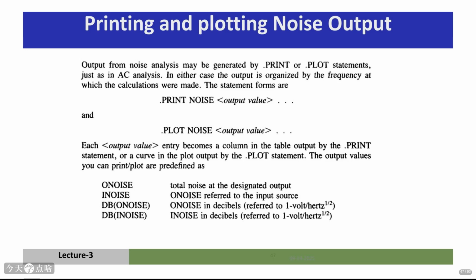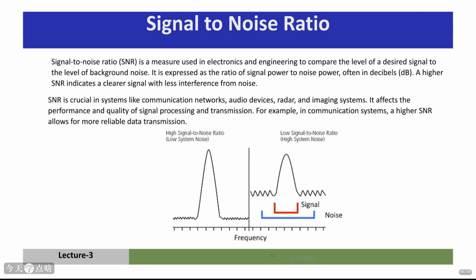The output will show how the noise spectral density changes with frequency, helping you identify dominant noise sources and frequency ranges where noise is particularly problematic. A key metric derived from noise analysis is the signal-to-noise ratio, or SNR. This is simply the ratio of the desired signal power to the noise power. A higher SNR means a clearer signal, less corrupted by noise.